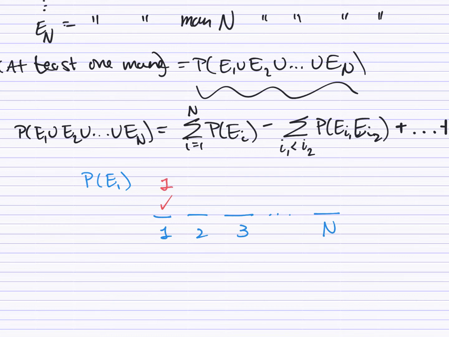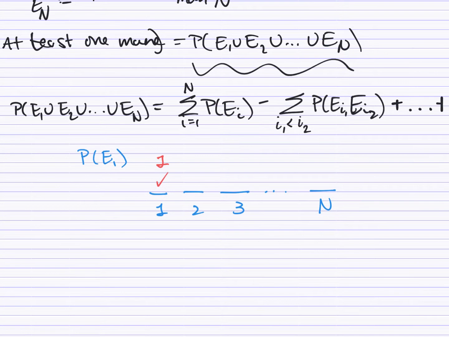He gets it. And then where the other hats go could be anywhere in this list from 2 to n, right? So it's really like the permutation of the remaining n minus 1 hats, because he got his hat, divided by all the ways you could permute the hats, right? That's P sub E1, which really reduces to 1 over big N, right?